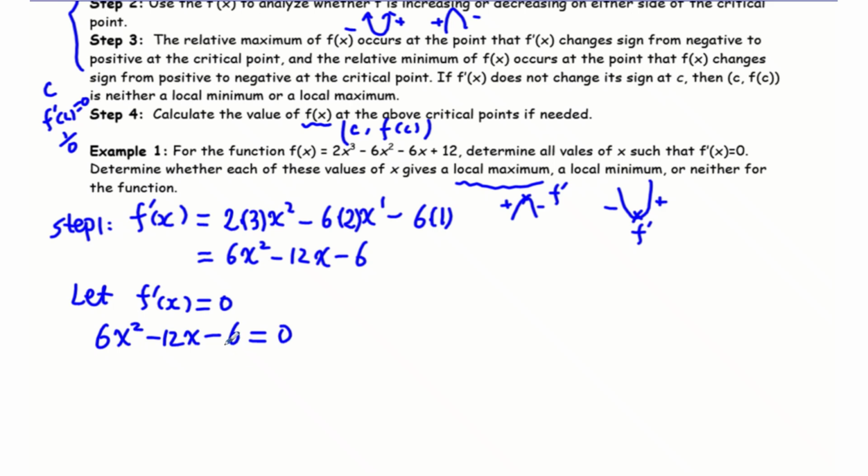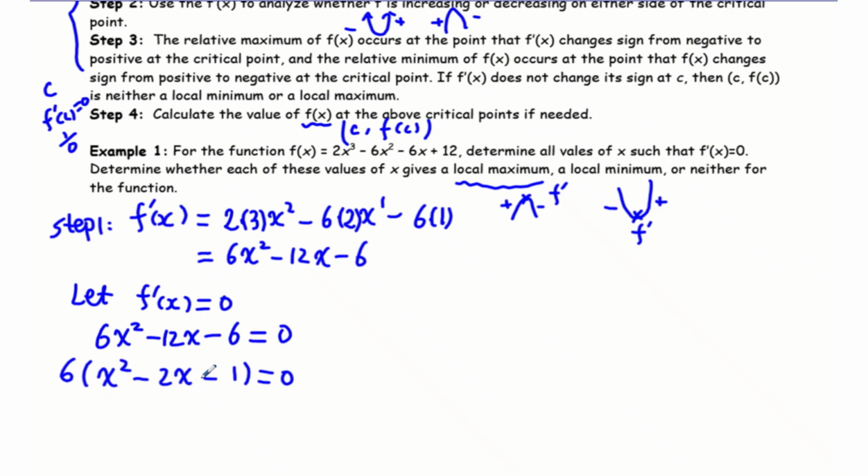So this is a quadratic equation. We want to do factoring. So first thing, we want to see if we have a common factor. 6, 12, 6, we have a common factor 6. Then we divide each term by 6. We have x squared minus 2x minus 1 equals 0.